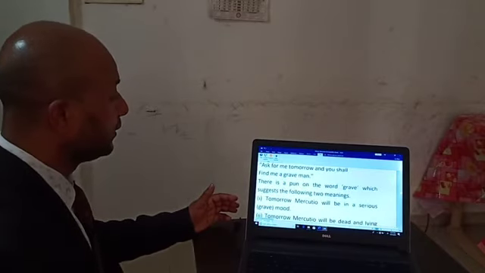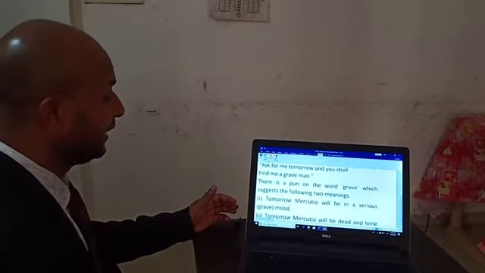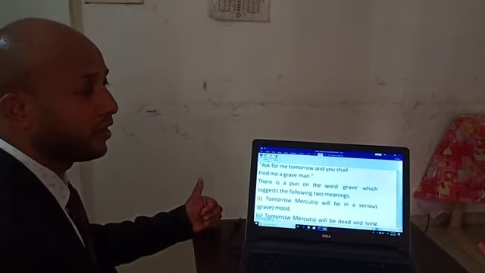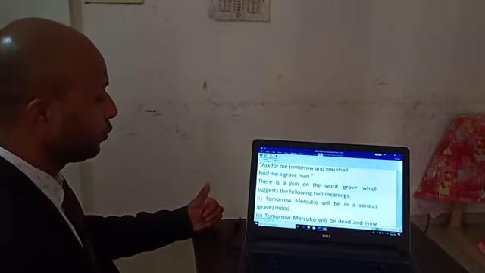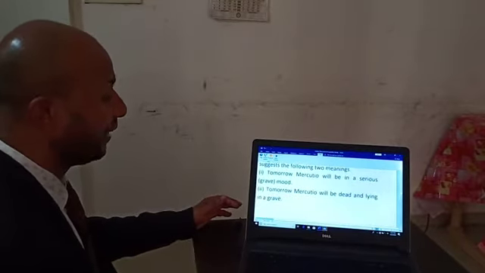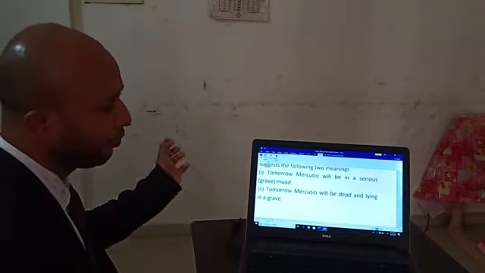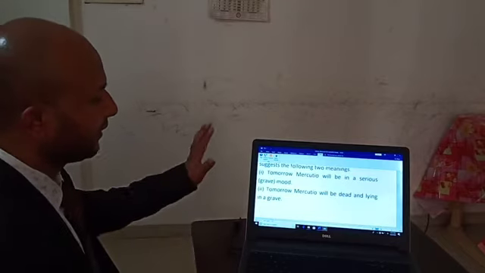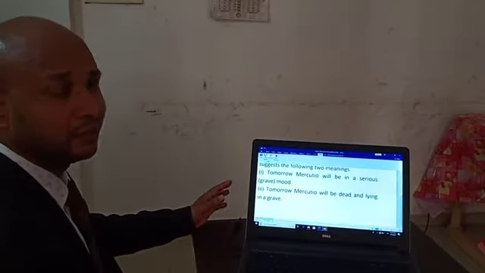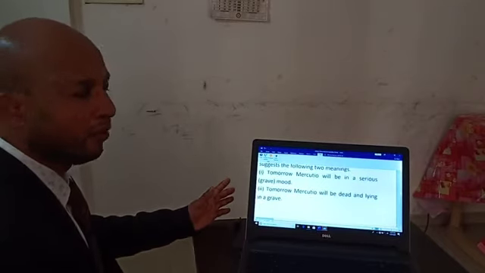Like here, tomorrow Mercutio will be in a serious mood. Grave means serious. You can say a grave crime, a very serious crime. So one meaning is that grave means serious. Tomorrow Mercutio will be dead and lying in a grave. Grave is where he will be put in the coffin and buried. So that means he is dead and he will be buried. The place where the body is buried is called a grave. So two meanings. See how two meanings. Pun is nothing but a play on words.